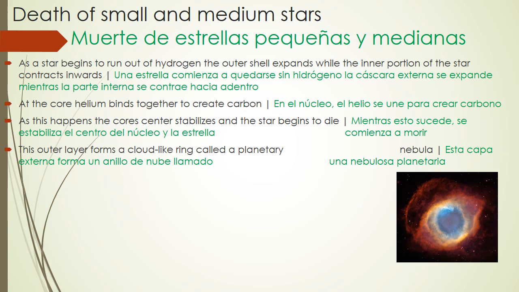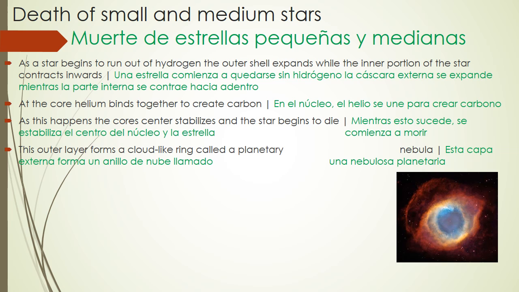So just like every other object in our solar system, our stars also will die. As a star begins to run out of hydrogen, its outer shell expands. This is the red giant stage, while the inner portion of the star actually collapses in on itself. It actually starts to stabilize.